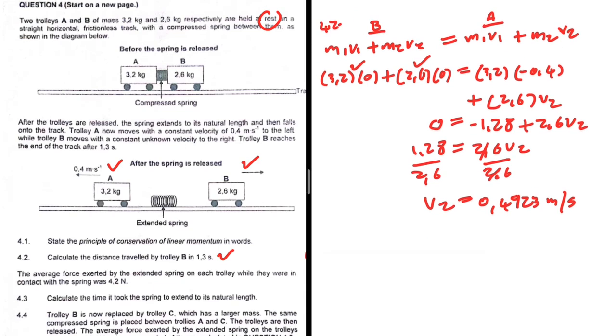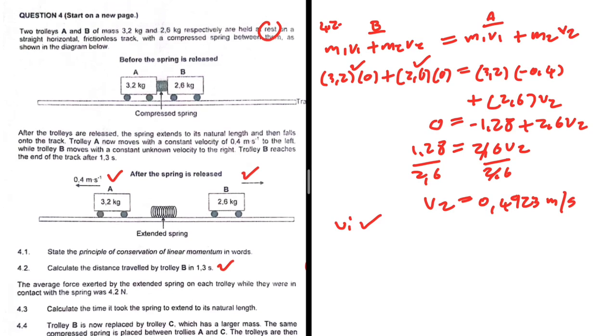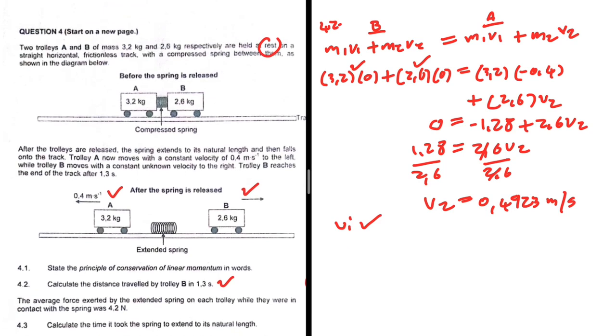But we are interested in the distance. Let's take a look. We have its initial velocity when it starts traveling. We don't have its final velocity because they're not necessarily coming to rest after they've traveled. But our track is frictionless. It's frictionless.